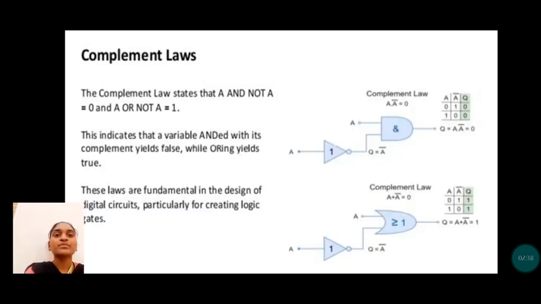Complementary law. The complementary law states that A AND NOT A equals 0 and A OR NOT A equals 1. That indicates that a variable ANDed with its complement yields false, while ORed yields true. These laws are fundamental in the design of digital circuits, particularly for creating logic gates.